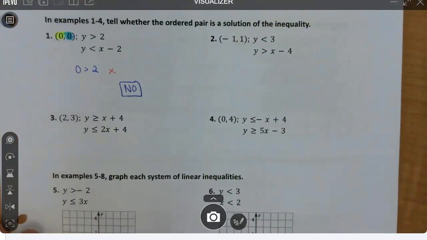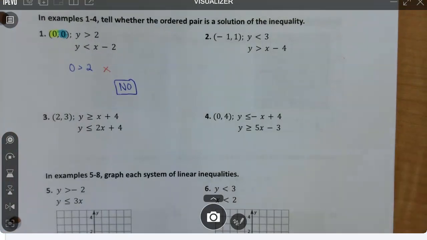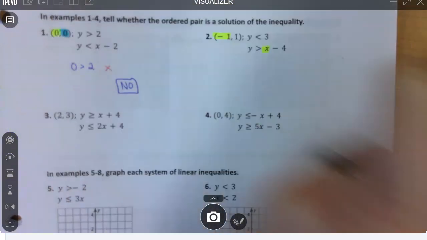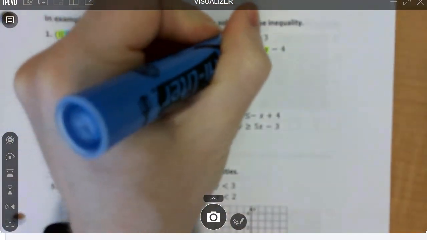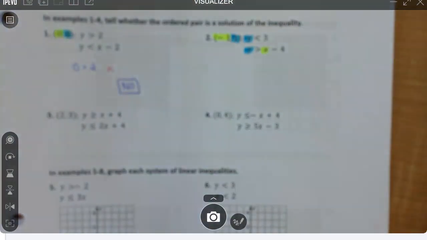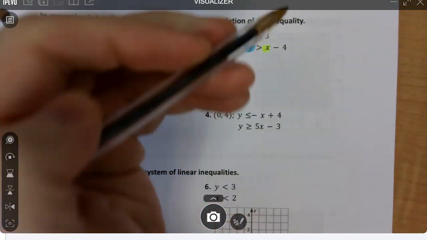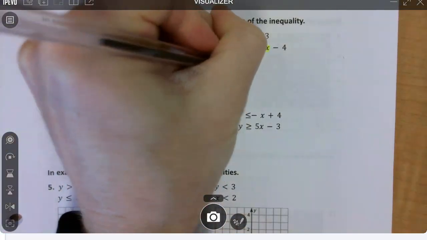Okay, let's go to number 2. Now I'm at negative 1. And that's going to go here. And then I also have the 1, which is going to go in for the y there and there. So let's go ahead and test them. The first one, again, is just a y. So I put the 1 here. Is 1 less than 3?